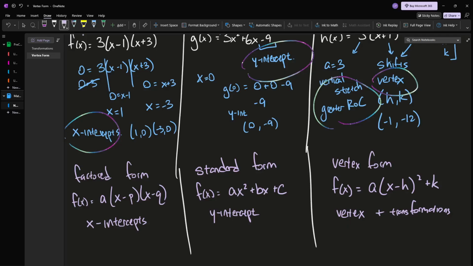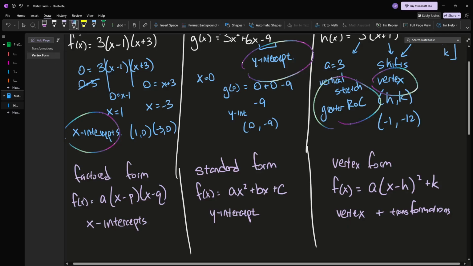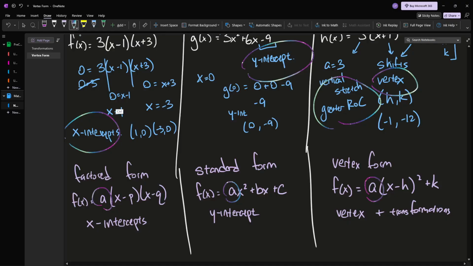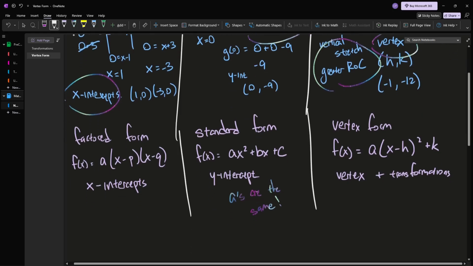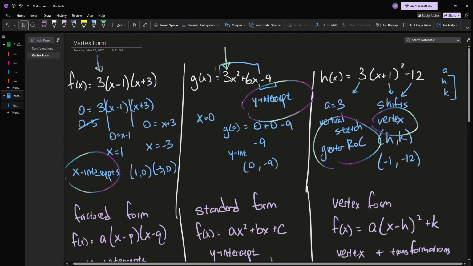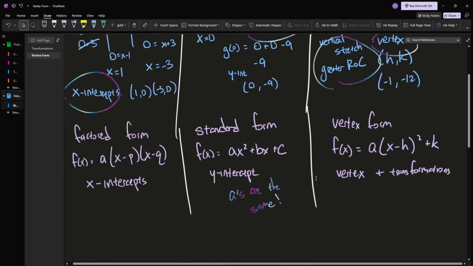And we see something very simple across these. I have a, I have a, I have a. These are all, once again, the same a. The a's are the same. All these a values are the same. They're all the same a, which will be important to go from standard to vertex.